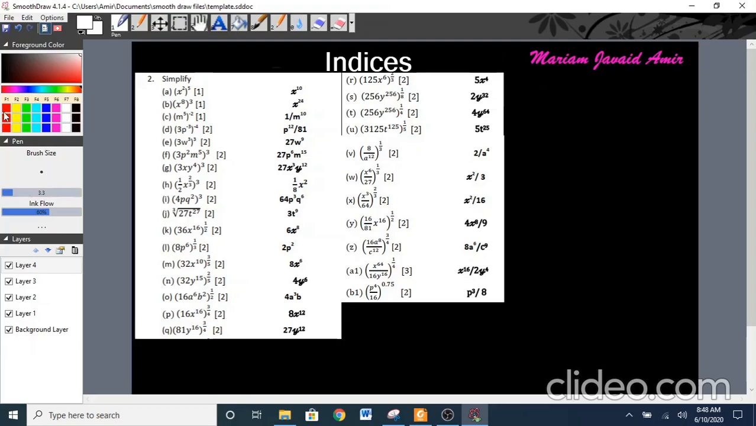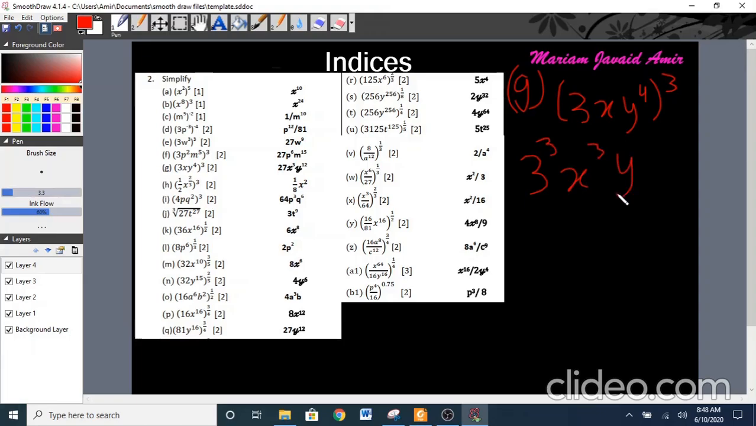Part G is 3xy4 cube. So 1 times 3 is 3, x 1 times 3 is 3, y 4 times 3 is 12. So we get 27 x cube y 12 for part G.